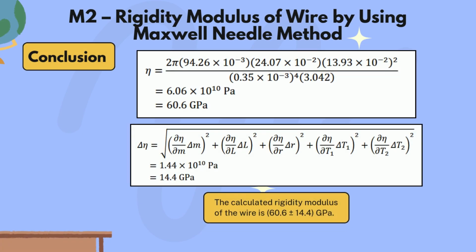And as you can see here, I find that the calculated rigidity modulus of the wire is 60.6 plus minus 14.4 gigapascals.